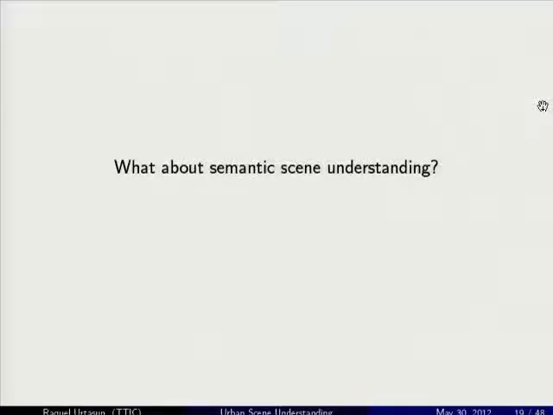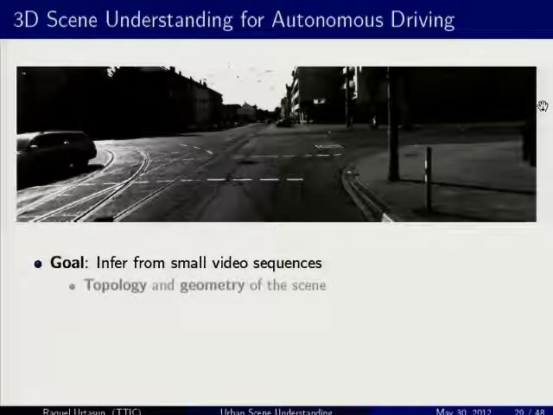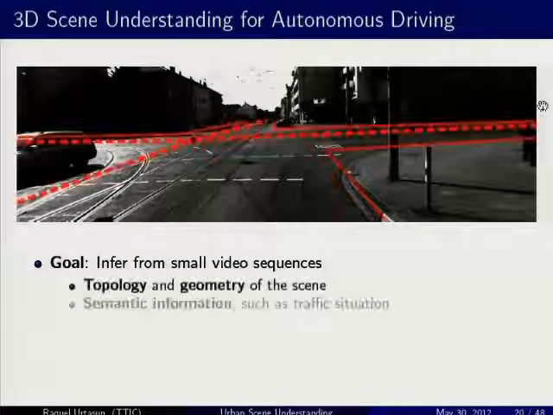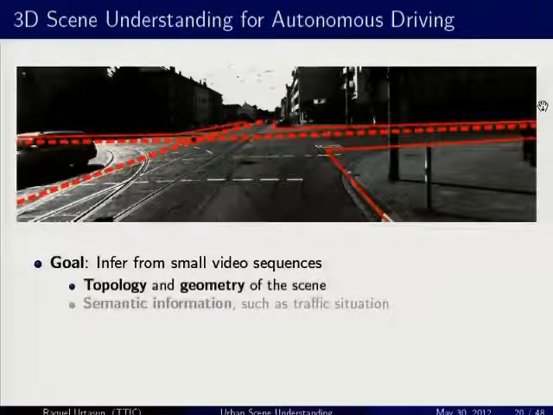Okay, so let me tell you a little bit more about some of the stuff we have done for scene understanding, since this is the scene understanding track of the workshop. I'm going to start by telling you what things one might want to look into in this scenario. This is 3D scene understanding for autonomous driving. The idea is that I'm going to drive around just a little bit, have maybe 10 seconds or less of video, and I want to infer from that the topology and geometry of the scene.